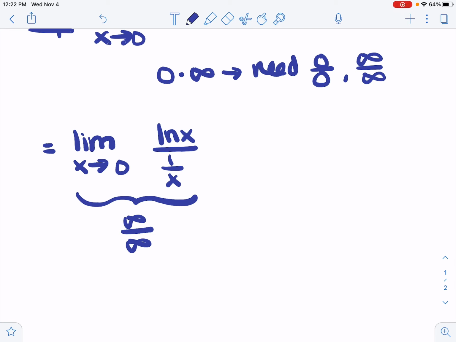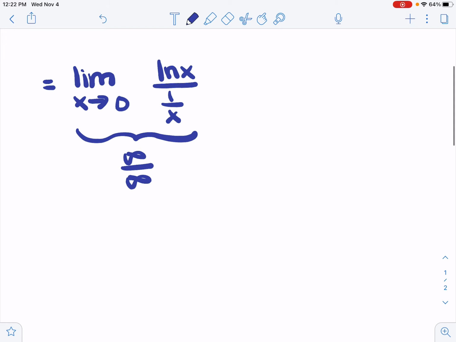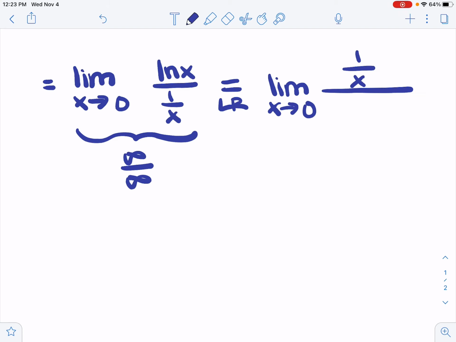We put one of the things on the bottom, and we end up with an infinity over infinity indeterminate form or a 0 over 0 indeterminate form. So that's great. Now we can use L'Hopital's rule. So our L'Hopital's rule step, our limit is going to be the same as the limit of the derivative of the numerator, derivative of natural log is 1 over x, over the derivative of the denominator. And the derivative of 1 over x is negative 1 over x squared.